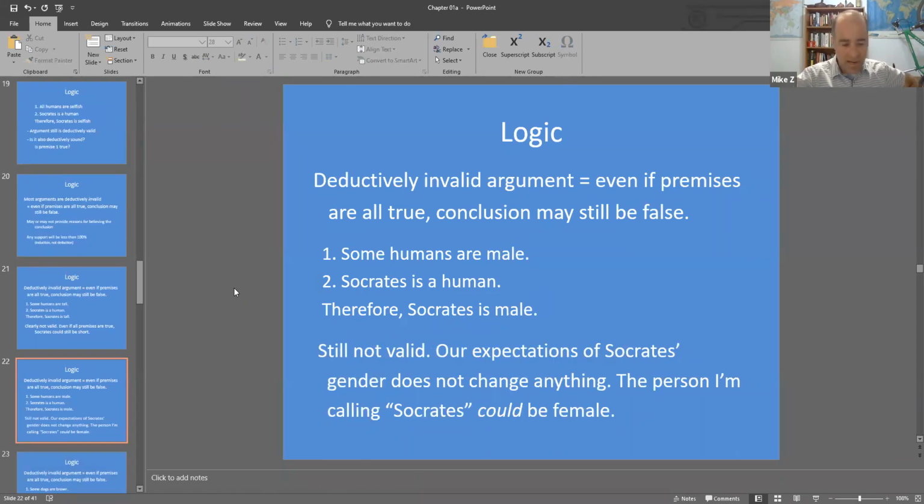This one too, just to provide another example, even when we're inclined to think that the conclusion is in fact true, still this is a deductively invalid kind of argument. It could be that Socrates is female. This is maybe a somewhat unusual name for a female, but that doesn't matter. As long as it's an open possibility that Socrates is female, then it's possible that this conclusion is false, even when the premises are true. Some humans are male, yeah, that's true. Socrates is a human, again, take my word for it that that's true. So therefore Socrates is male? Maybe. So it's still, technically speaking, deductively invalid.